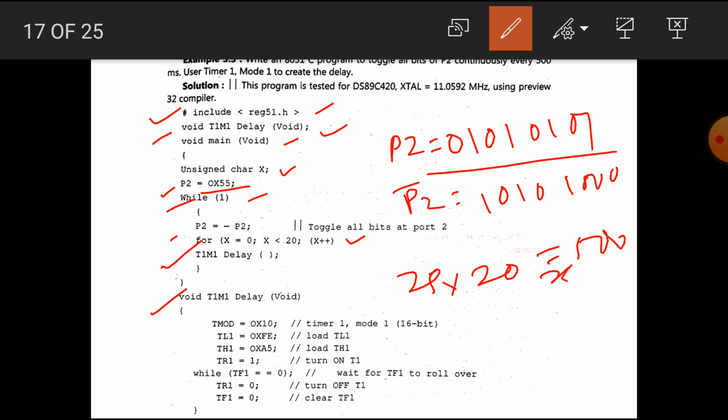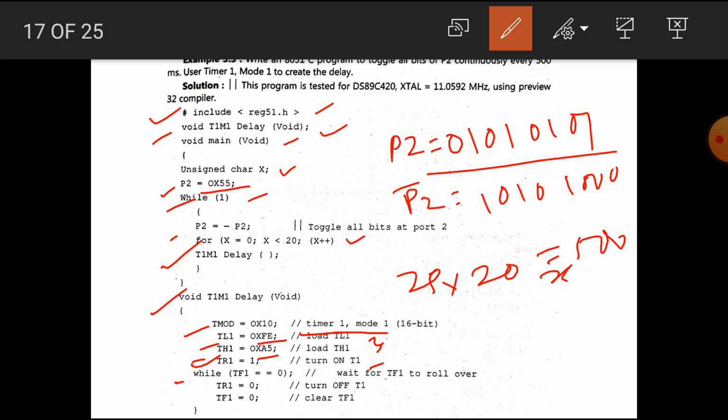Then let's start the delay subroutine. First of all, load the TMOD register with the value 10 to obtain Timer 1 in mode 1. Okay, then next load the TL1 value with FE and load the TH1 value with A5. These values are calculated depending upon the calculations. Now start the timer by setting the TR1 bit.